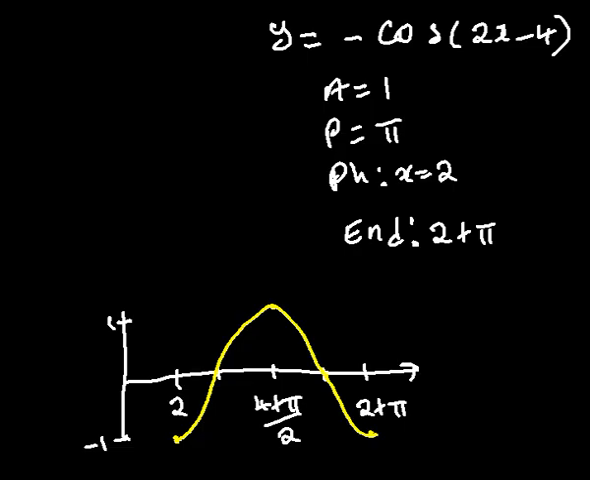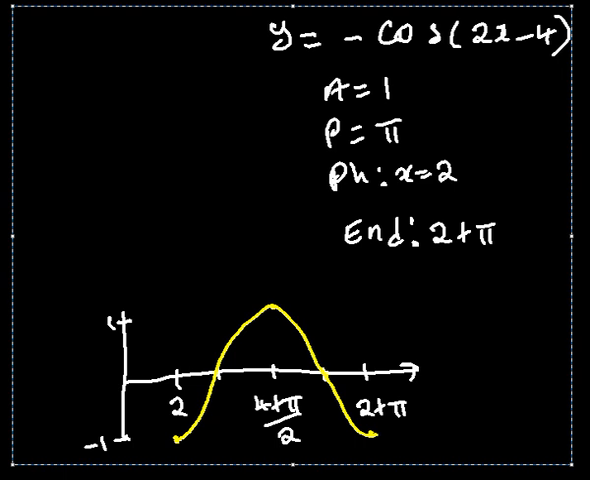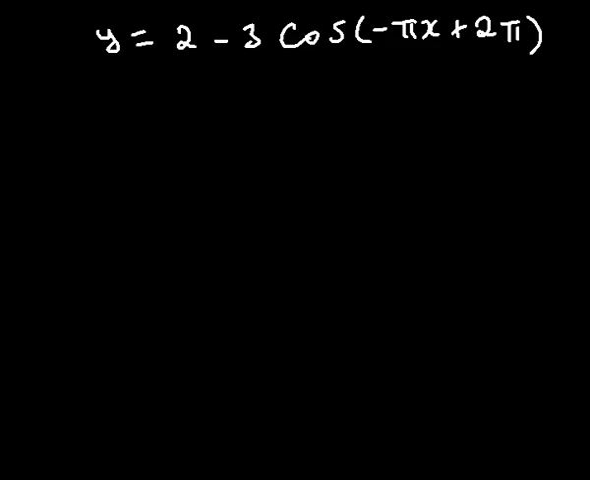So what if we have this kind of a case? Let's say we have y is equal to 2 minus 3 cosine of negative pi x plus 2 pi. So how do you think we should sketch the graph of this function? The principle remains the same. We have the amplitude, which is given as 3.